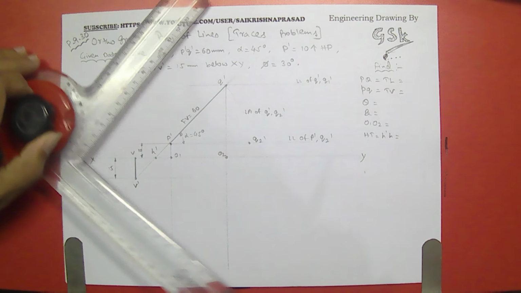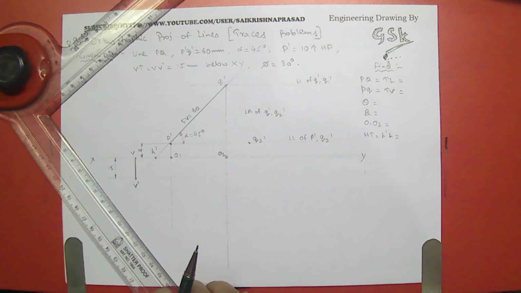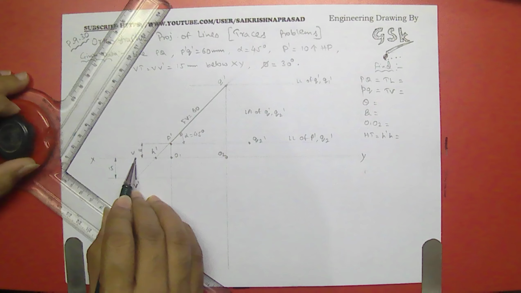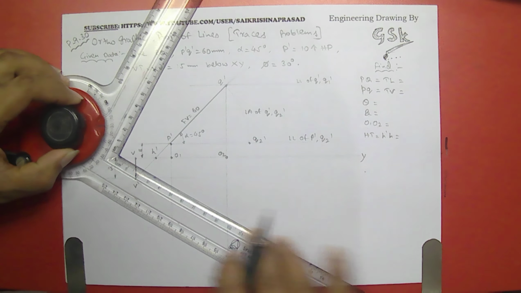The problem is that the location of P is not given over here. P is coming on this projector line, but the position, meaning the distance from the XY reference line, is not given here. For this we have to take, we have already got this point. So from this point tilt your drafter to 30 degrees, because phi is already given here, right? So tilt your drafter to 30 degrees and keep it at V and draw a line, a ray, right?